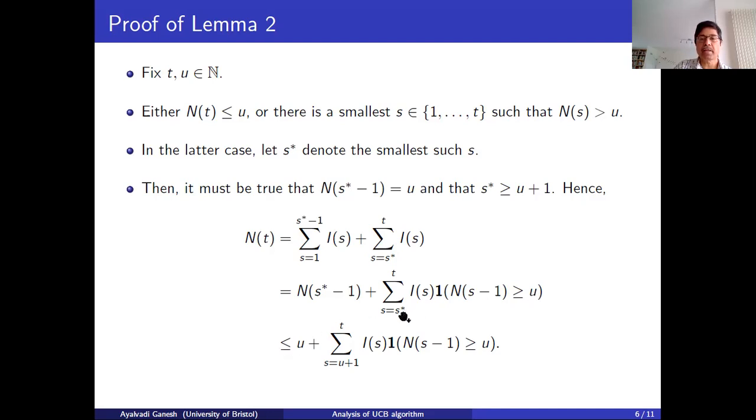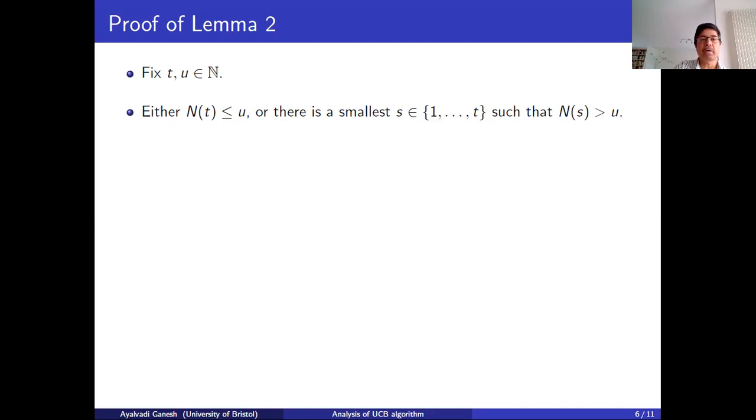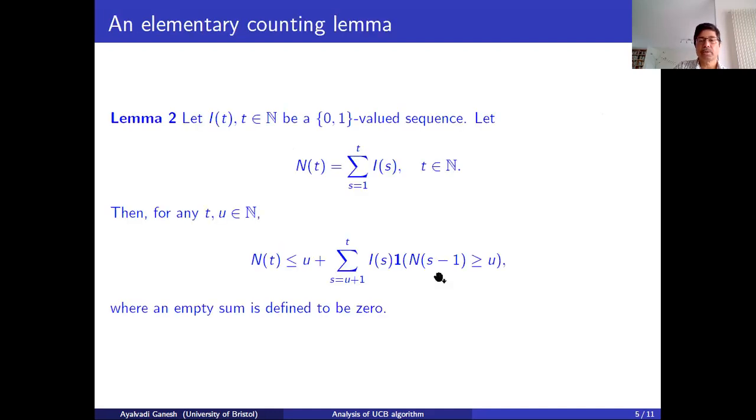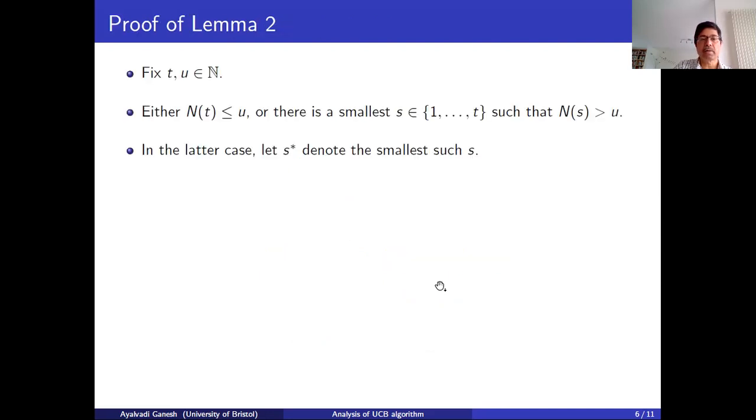And as we saw, s star was at least u plus 1. So if I start summing this from u plus 1 rather than from s star, I might get something bigger, because I may have a few extra terms here, but I definitely won't get something smaller. So this inequality holds for this term, and for n of s star minus 1, it was u. I've just copied that. Okay, so this inequality holds, and this is what we were asked to prove. This is the statement of the lemma. So this inequality was the statement of the lemma, and we've proved that.